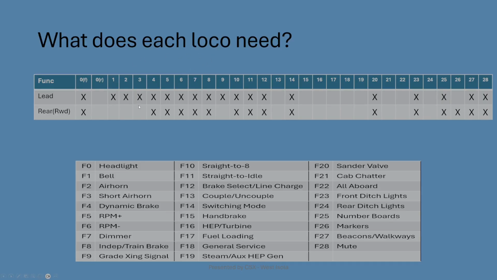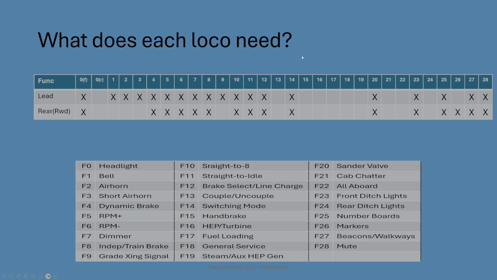We don't want the horns or the bell to work on that, because they should only work on the lead loco. We do, however, want the brakes to work. We don't want the grade crossing signal to work, because again, the horn, etc., should only work on the front. We go along, and we don't want the markers to work on this, and so on. So we've set up the way we want that to do.